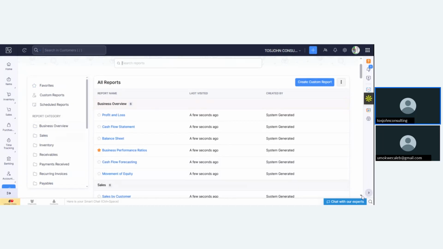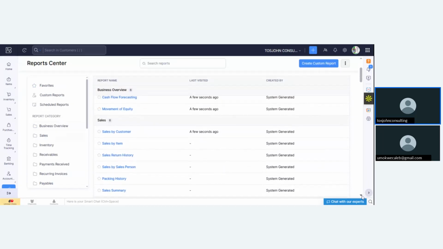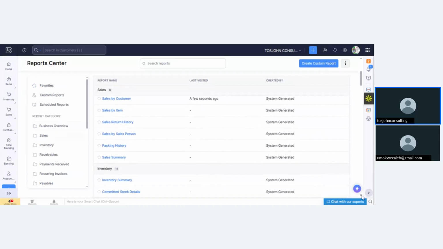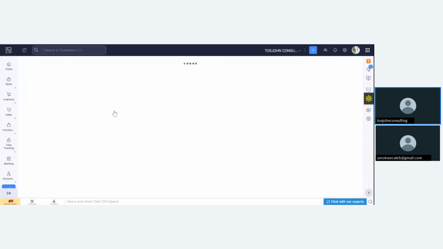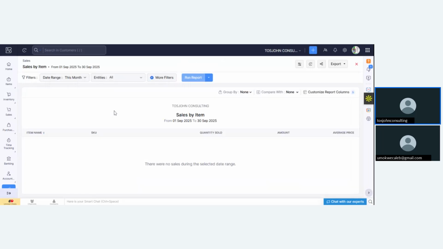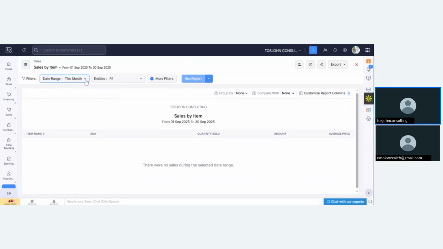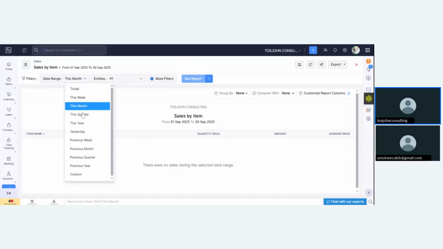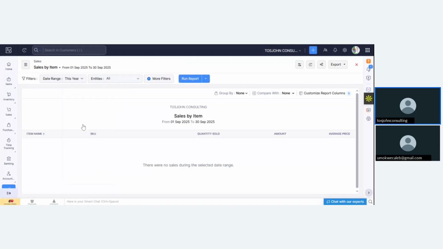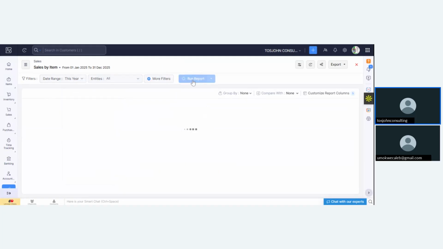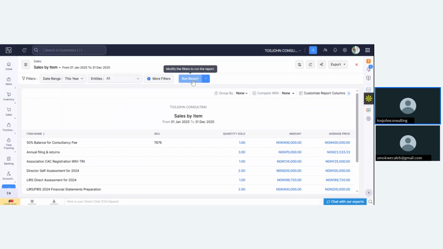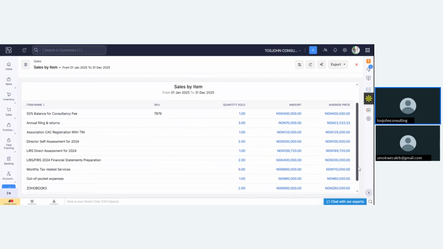Under the sales reports, sales by item. Which item, which product do you sell more? You'll be able to see which product is selling more, so that I can put more effort into it and market it well. So you can see this annual returns, this filing and all of that. So you'll be able to see.